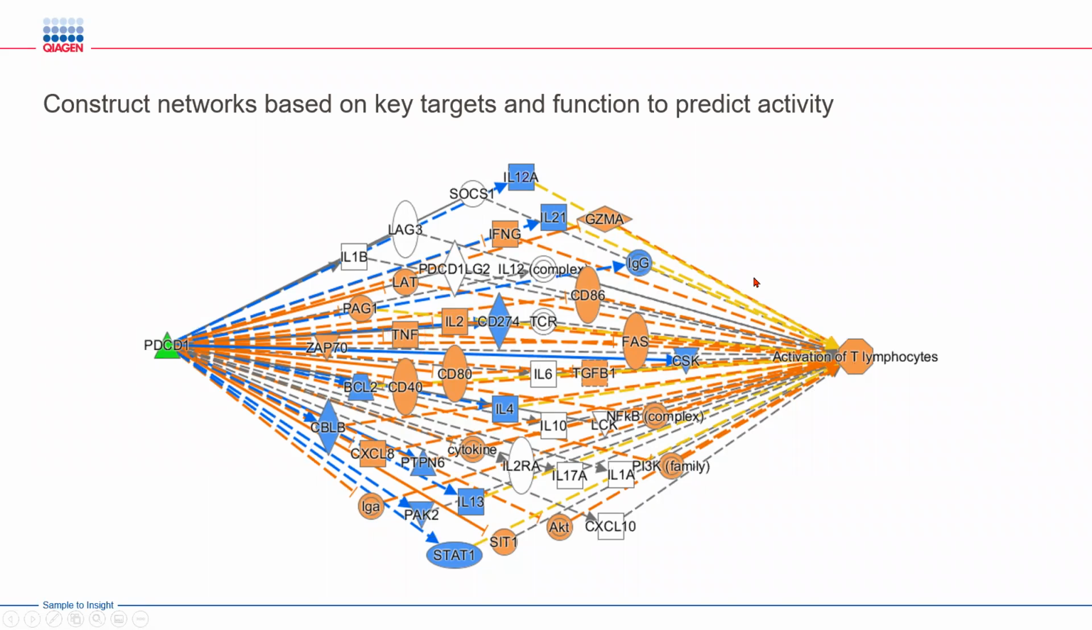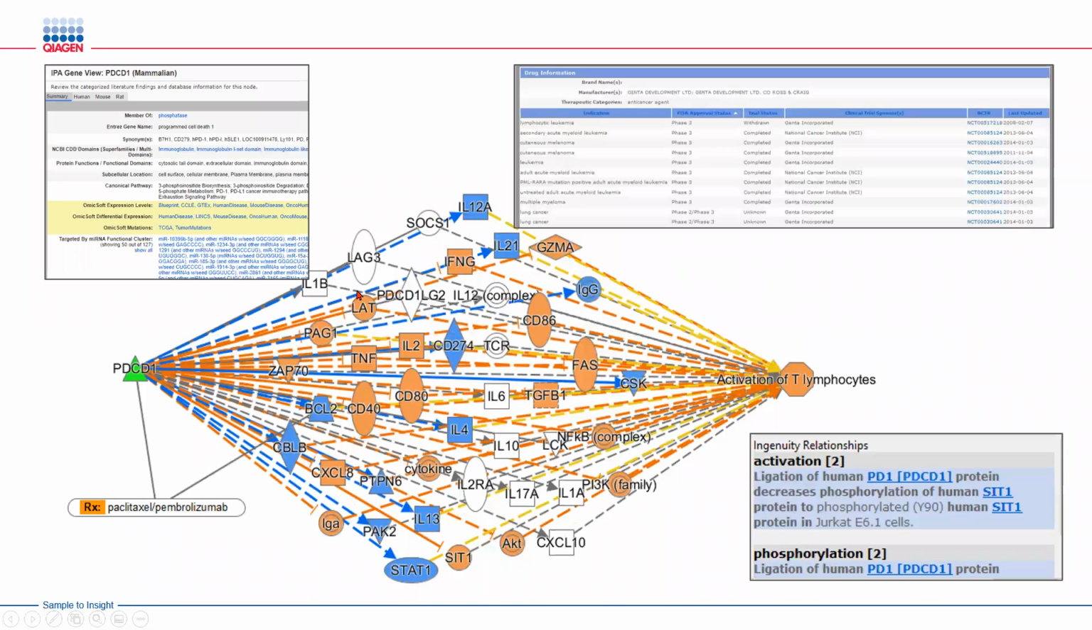And on top of this generation of hypothesis, you can also detect if there are any drugs that you can utilize to target this pathway. So you can see that this pembrolizumab is a drug that you can target with PDCD1 in the lab, and you can test this hypothesis.